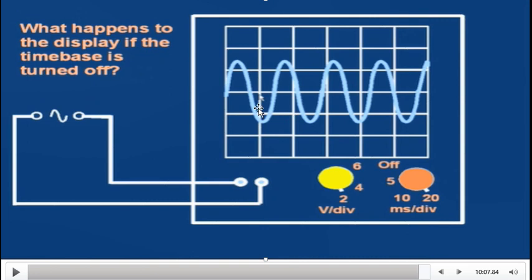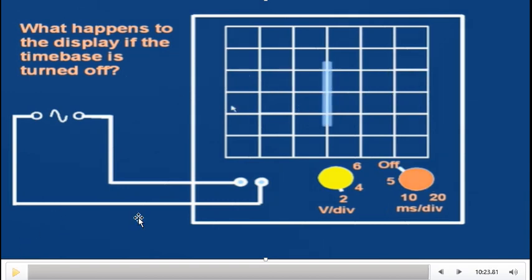Okay, now one last thing on the board. Let's see what will happen if we turn off the X or Y plates. Look here. What happens? This is off. Who? Horizontally deflecting plates, X plates. Time base is off. So when time base is off, voltage gain is there. So what will happen? We will see vertical deflection on the output display.